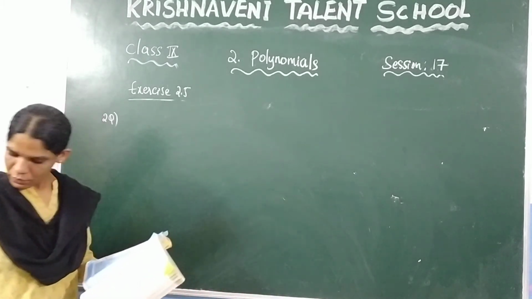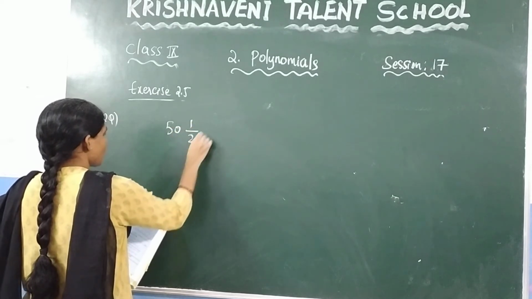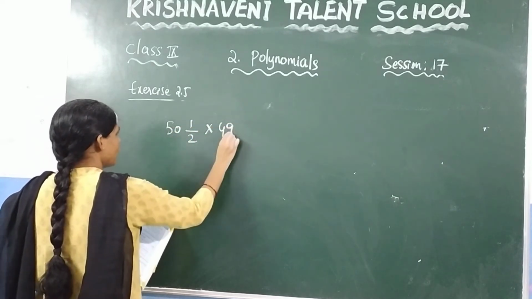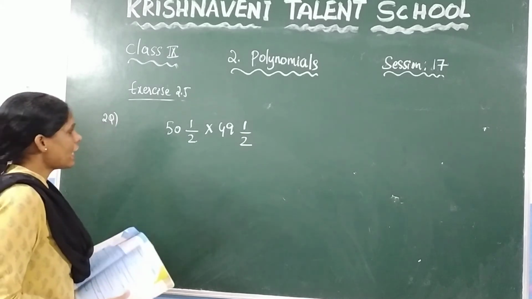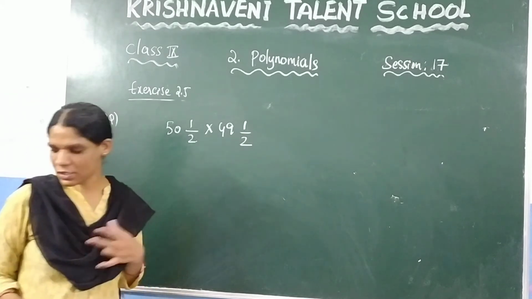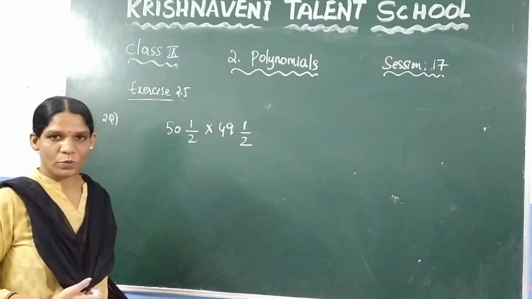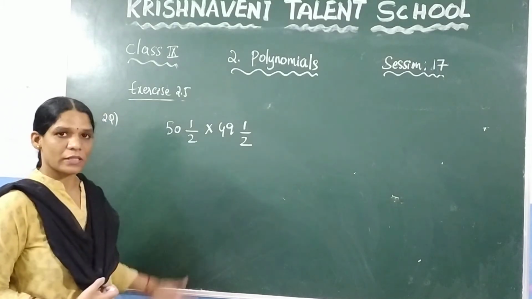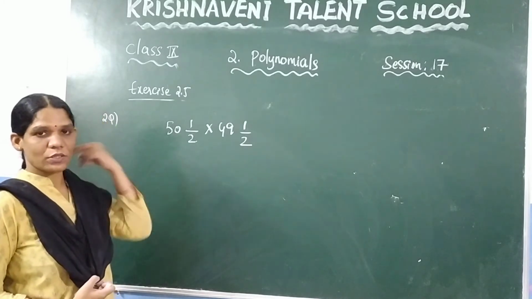Here, the third question they have given is 50 1 by 2 into 49 1 by 2. So here they have given it in the form of a mixed fraction. So here we need to convert this into an improper fraction. If you convert it, the process will become very large. So how do you do this?